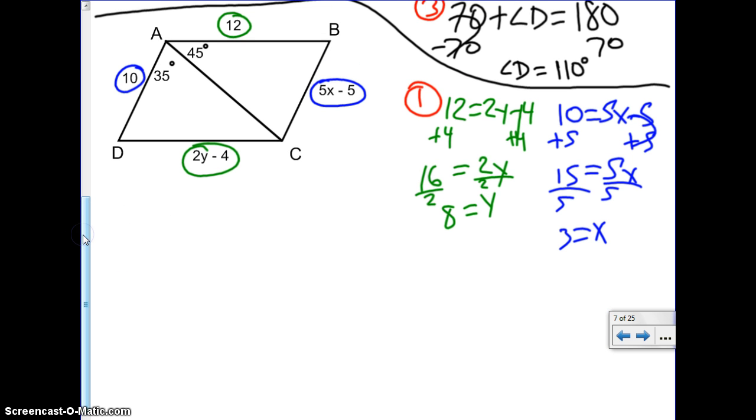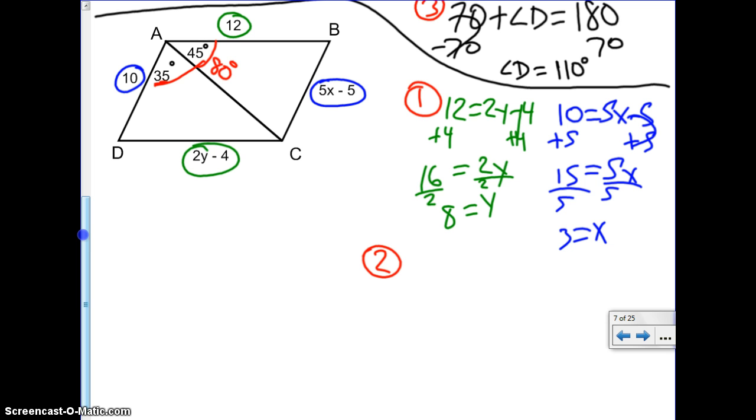Well, now, here's the tricky part. The second one says what? That opposite angles are congruent. Well, I see that we have a 45 here, and then we have this 35 right here. But you can't just say, but wait a minute, we can find out the whole angle, right? What's 45 plus 35? Do it quick in your head. It's 80. This whole angle is 80 degrees.